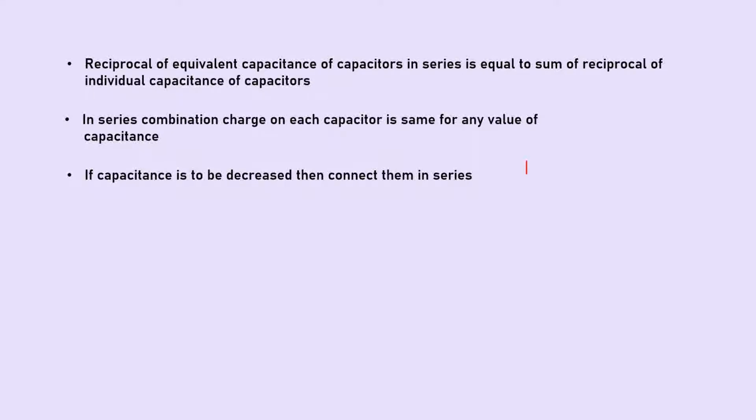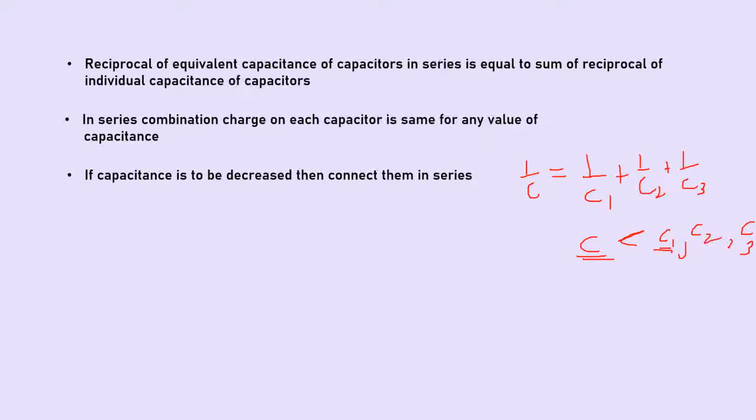Because the formula is 1 by C is equal to 1 by C1 plus 1 by C2 plus 1 by C3. So C will be less than C1 as well as C2 and C3. C will be the least of the capacitances.